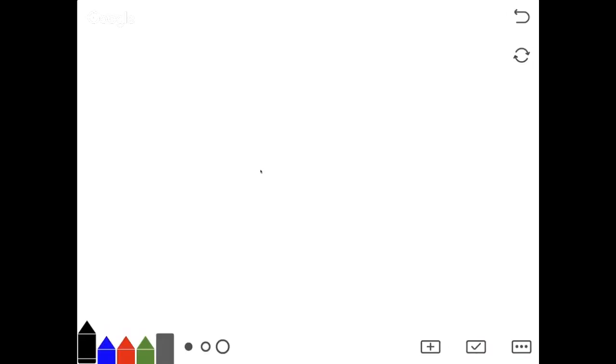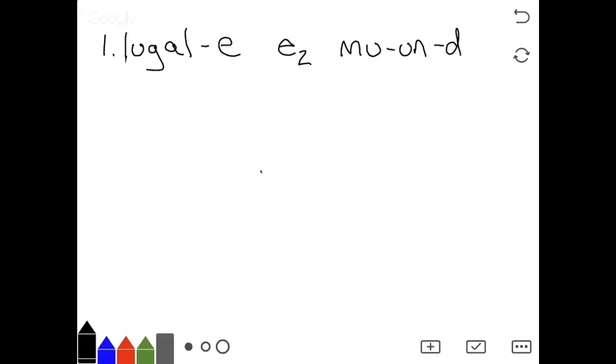So let's take a look at the exercises. We'll go through them in a little bit of detail. I downloaded this new app today for my iPad, and I think it's actually going to come in really handy when I teach these classes. So, number 1, lugal e2 mu un du3. So, how would we go about translating this?